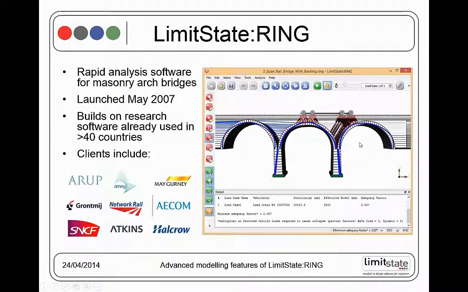In terms of the benefit, one of the most obvious benefits you can see on the slide is that you can visually see the potential failure mechanism. So it's very clear what the potential failure mechanism is for a particular loading configuration. And in terms of the geometry of the bridge, the program doesn't care whether you're dealing with a single span bridge or a multi-span bridge. It will identify the most critical failure mechanism regardless.